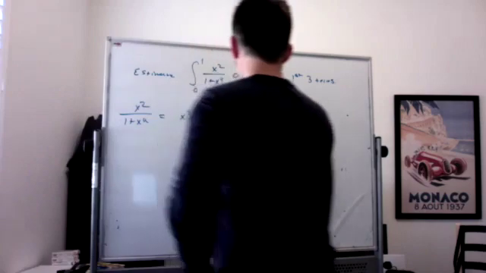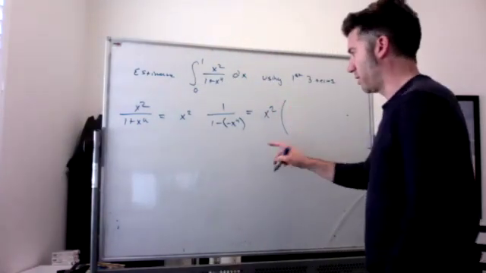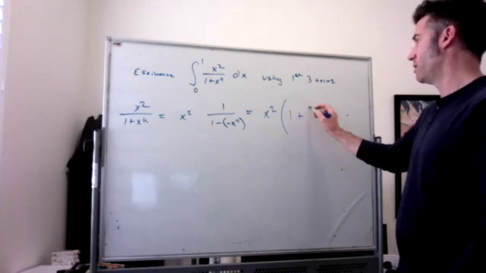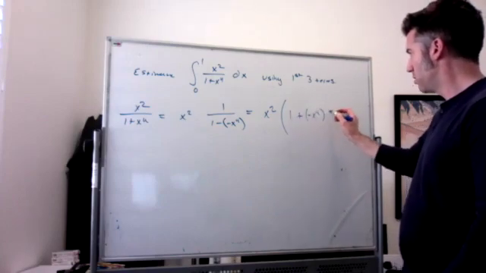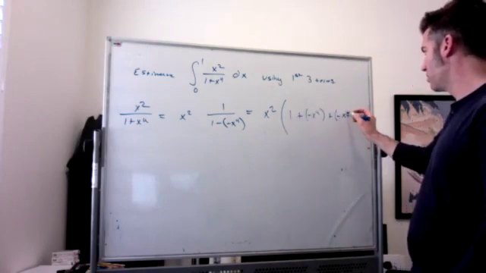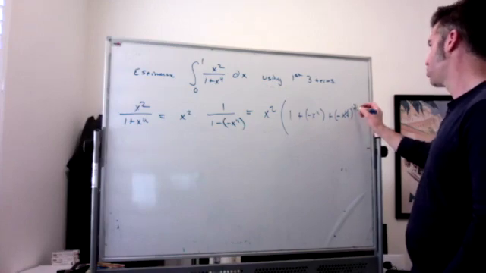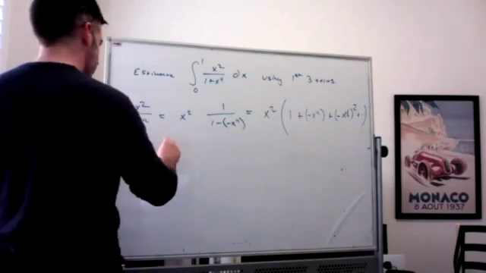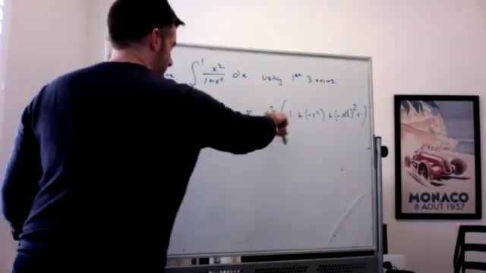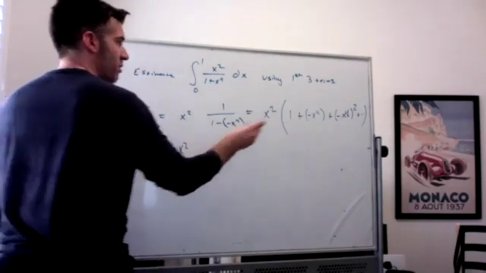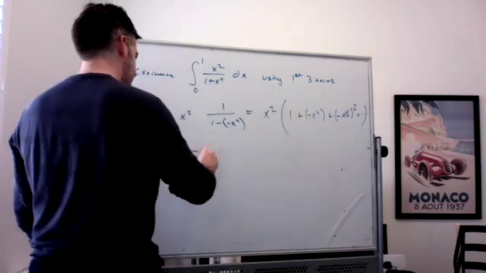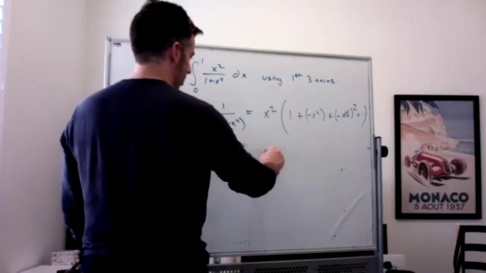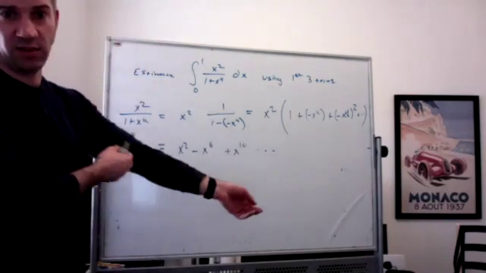So this is x squared times, this is 1 over 1 minus r, so this is 1 plus r plus r squared, etc. So this is looking like x squared times 1 is x squared, minus x to the 6th, plus x to the 10th, and so on. But I only use the first three terms, so that's all I need.